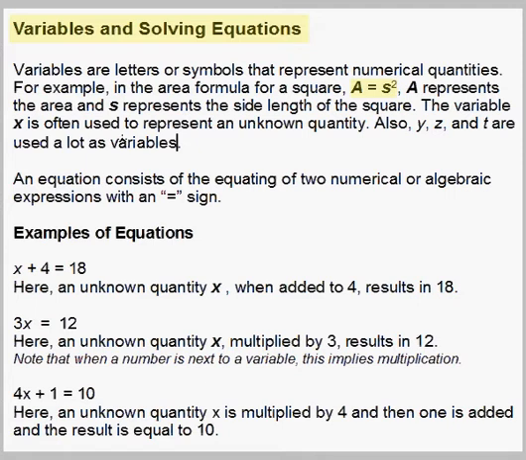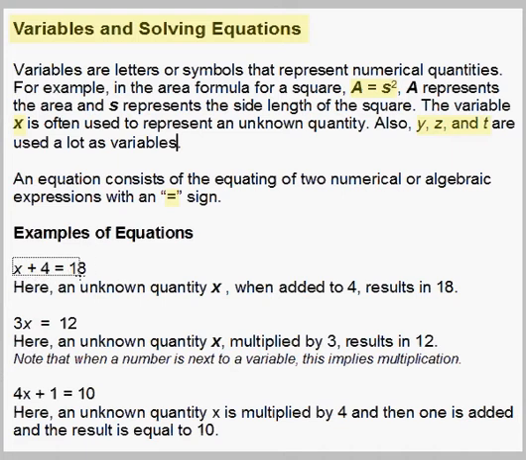In algebra, the variable x is often used to represent an unknown quantity. Also, y, z, and t are often used along with other variables. An equation consists of equating two numerical or algebraic expressions with an equal sign, and usually an equation has variables in it. Here are some examples of equations.